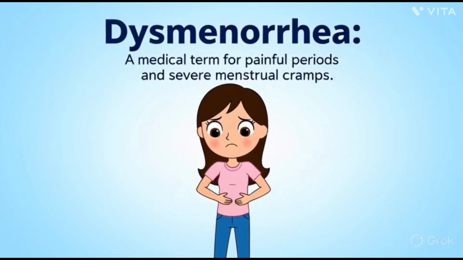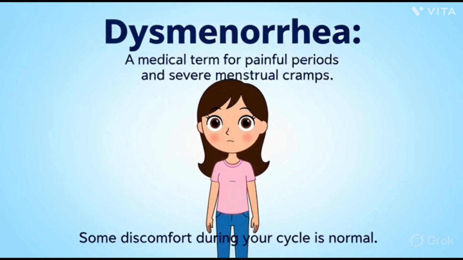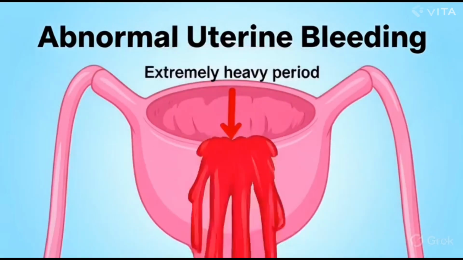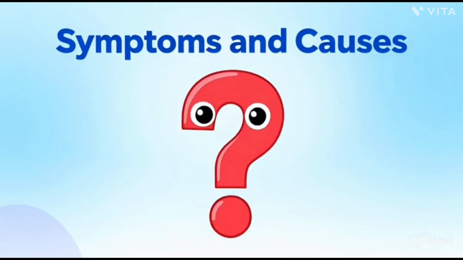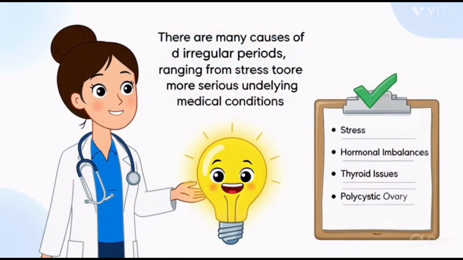Dysmenorrhea is the medical term for severe menstrual cramps. Some discomfort is normal, but severe pain is not. Abnormal uterine bleeding includes bleeding between periods, prolonged bleeding, or extremely heavy periods. What is the cause of my irregular periods? They range from stress to more serious underlying medical conditions.